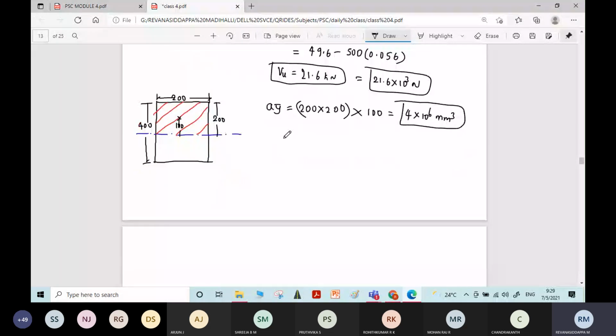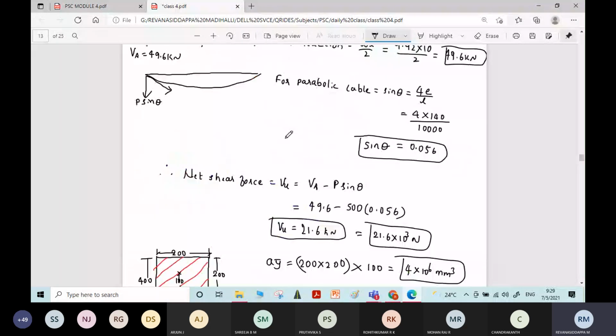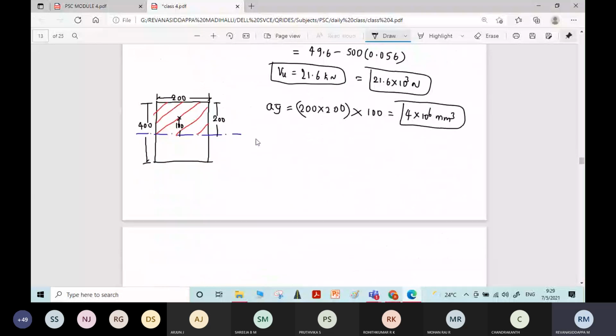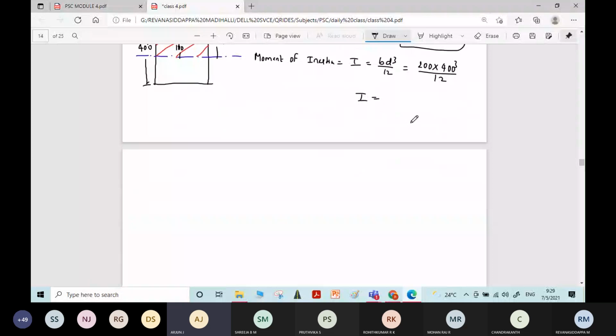Then what else is required? We got Vu, we got AY bar, moment of inertia we required. Find it. Moment of inertia I is equal to BD cube divided by 12. 200 into 400 cube divided by 12. Tell me the answer. 1.066 into 10 power 9 mm4.